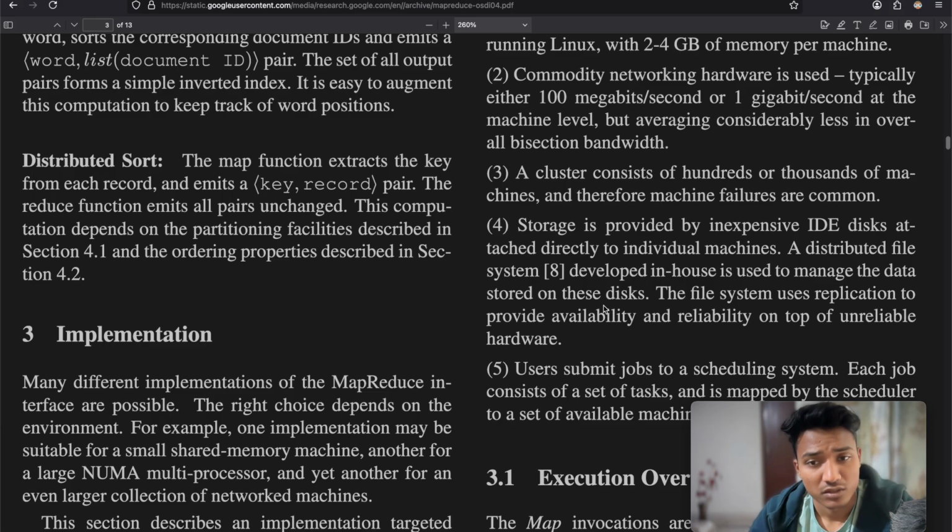Okay, let's see. Storage is provided by... First of all, what does this mean? I need to check. There's a lot of things I need to check.